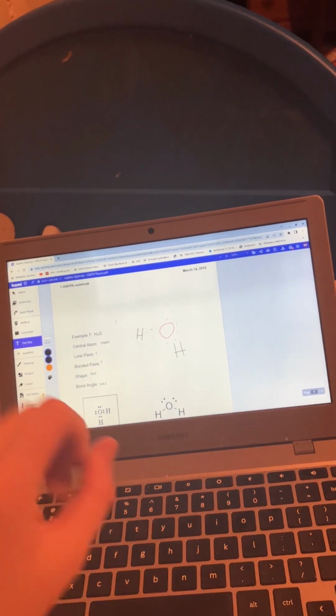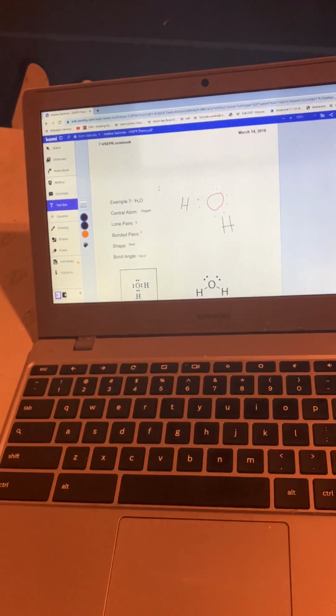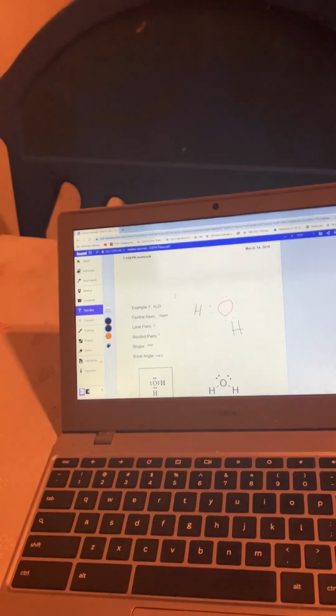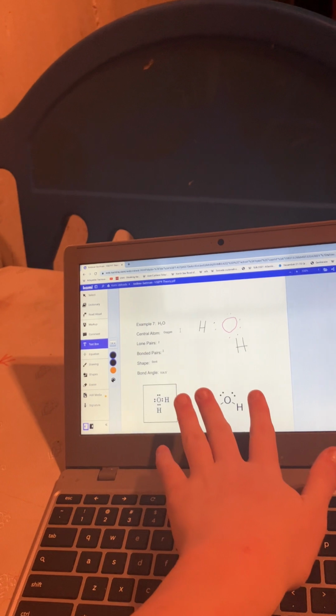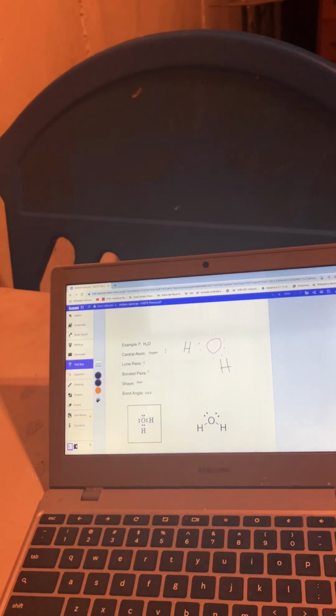Water is an example of bent type 2. A bond angle of 104.5, 2 lone pairs, 2 bonded pairs. These 2 lone pairs are going to squeeze these 2 bonded pairs together.